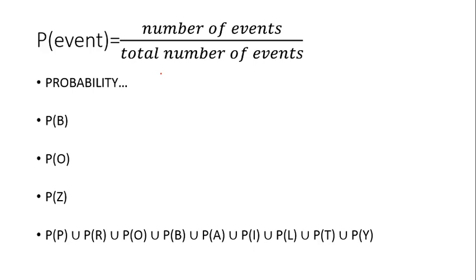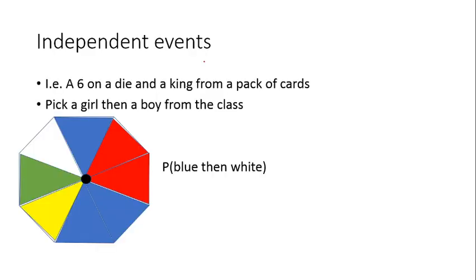This is assuming that we're picking randomly. Put all the letters in a bag and pull one out randomly. So 2 out of 11. For O, there's one O. For Z, there are no Z's, so 0 out of 11, so probability 0. Remember, this is the union: what's the probability of P, R, O, B, A, I, L, T, or Y? Like we said before, if I add all those probabilities up, it's 1. That's probability in its simplest form.